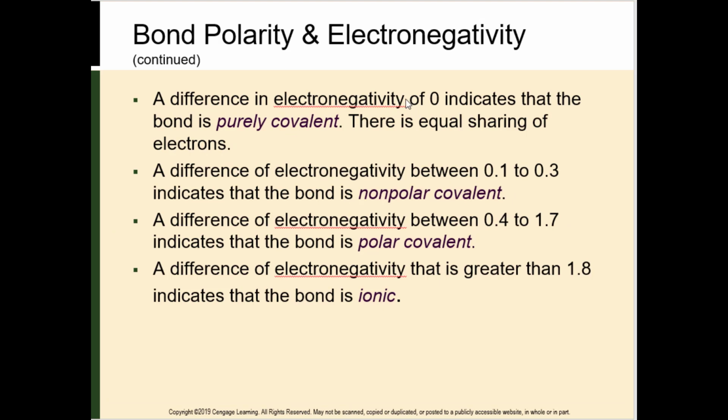Here's just reiterating, we said that a difference in electronegativity of 0 indicates that that bond is purely covalent. There is an equal sharing of those electrons. This difference is a little bit different from one text to another, and this is all from the same text, but here this is telling us that if we're between 0.1 and 0.3, that we are nonpolar covalent. 0.4 to 1.7 is polar covalent, and if we are, again, greater than that, we are ionic.